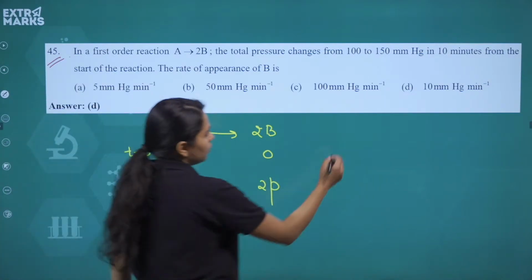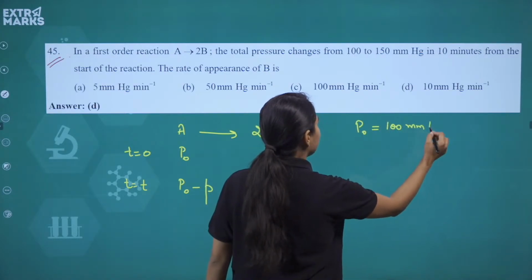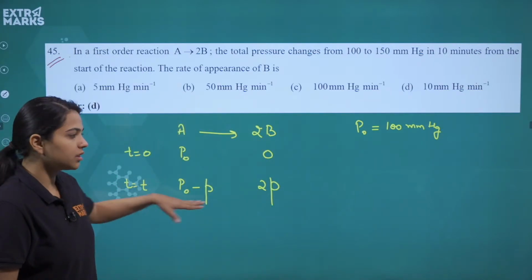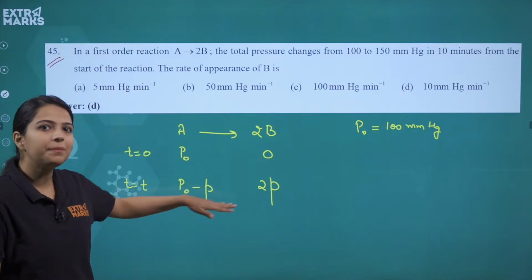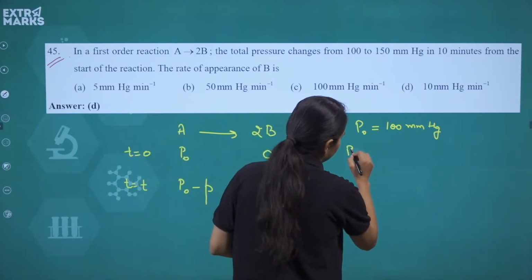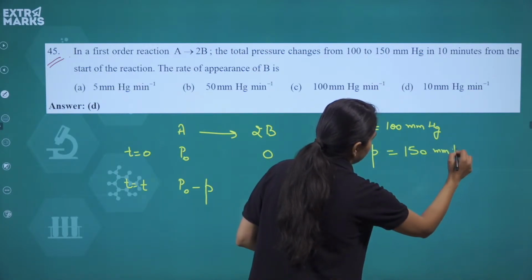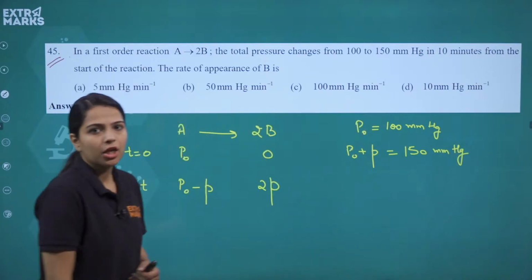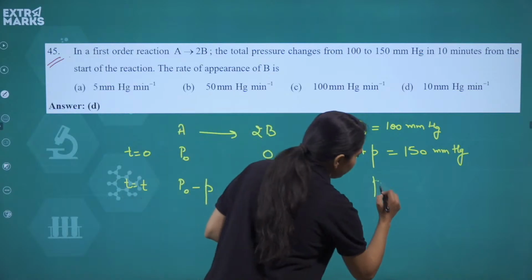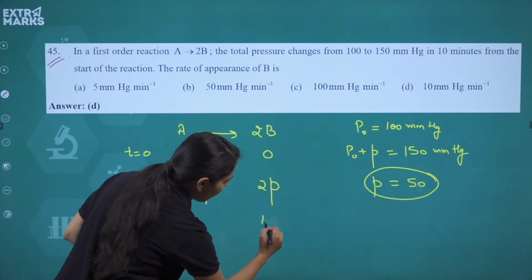Okay. Now according to the question, P0 was equal to 100 mm mercury because initial pressure was 100. Final pressure is at time T. Now what is the total of this? P0 minus P plus 2P. This is going to give me P0 plus P, which is 150 mm mercury. Alright, so in this case P0 is 100. So what is the value of P? P will come out to be 50 now. Now what is 2P? 2P is 100.